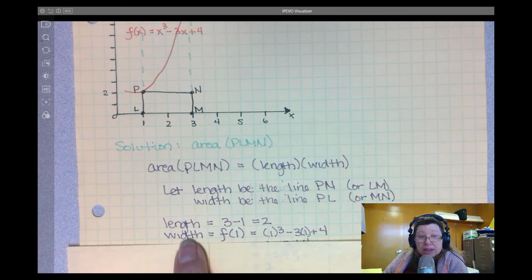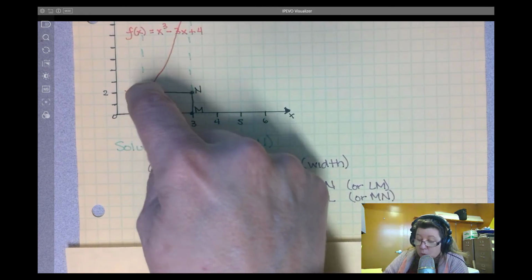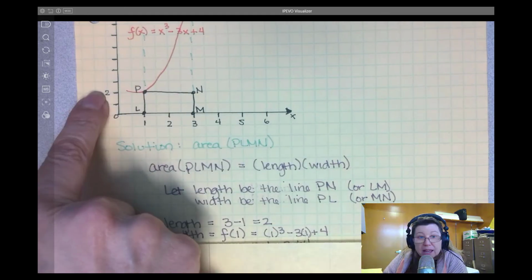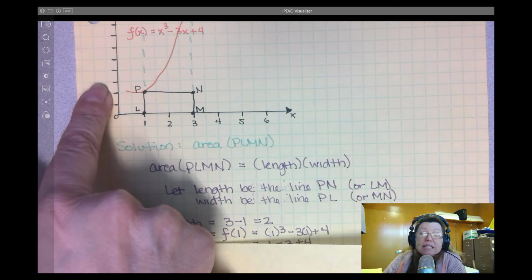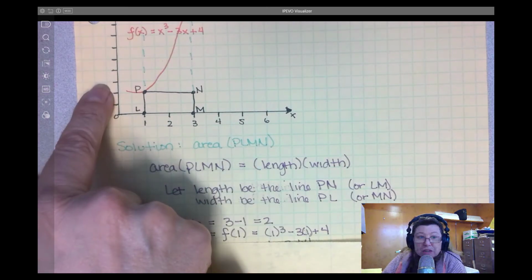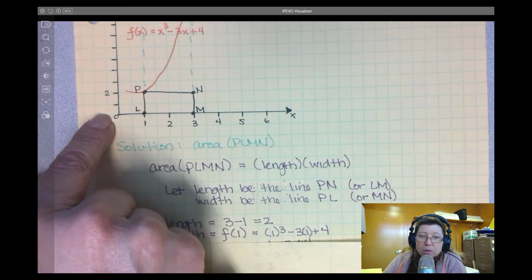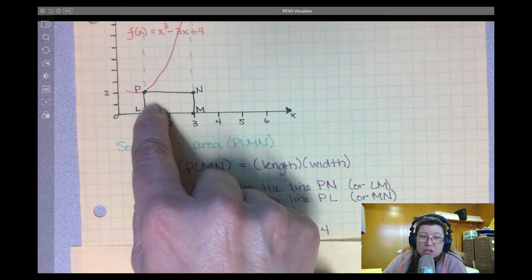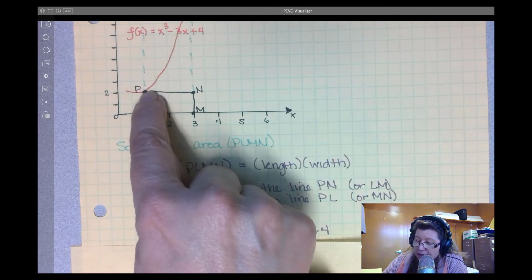Now my width is going to be the y value at this point. Now if I did not have this 2 sitting out here and I had nothing sitting out there, I would have to definitely use that function to find the output value when I put in a 1. And because I would have had to have done that, that's what I'm going to do. But for your side, if you wanted to, that could be 2 minus 0, which is 2. So we know this is a 2. But I'm going to use that function value instead.